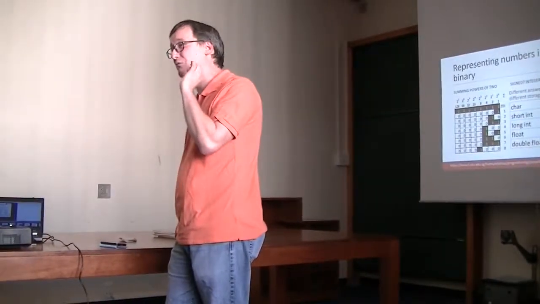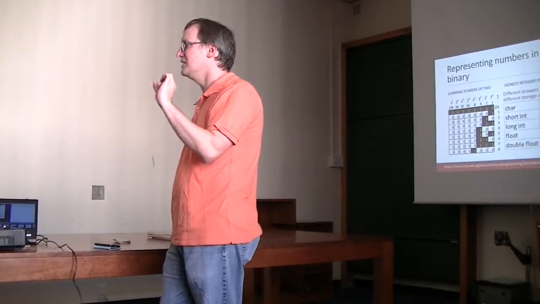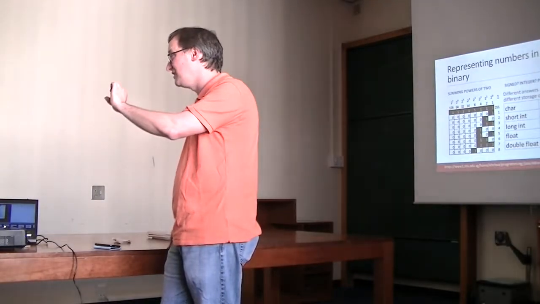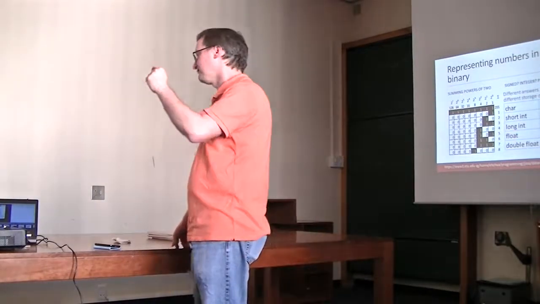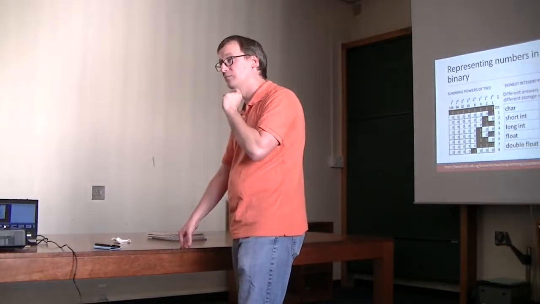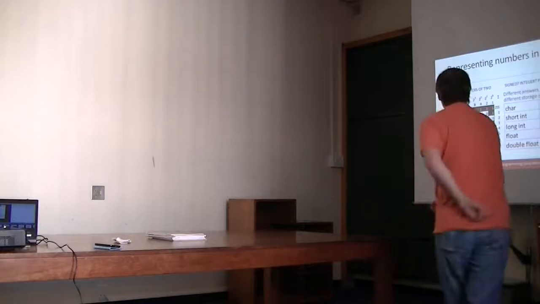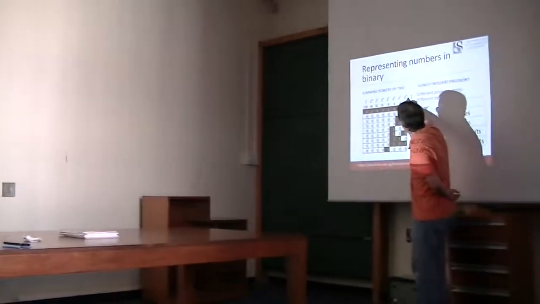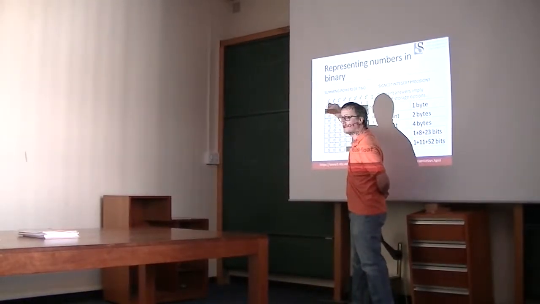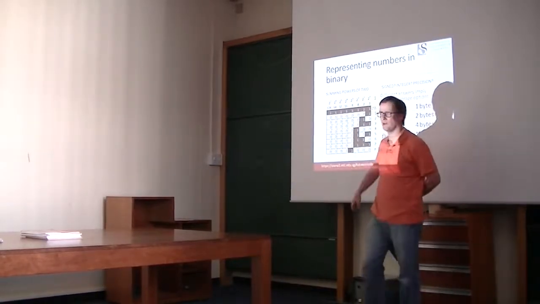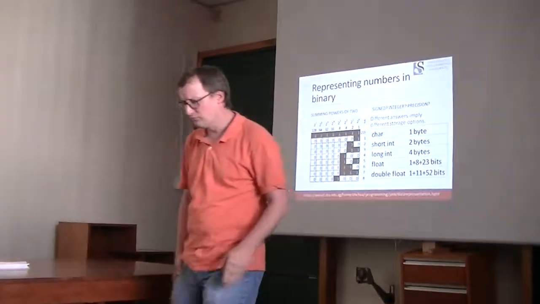But what I would really like for you to understand is how to translate from a binary string of zeros and ones to the decimal value. This is a very useful life skill. It shows up in all kinds of contexts. So here at the top, I have shown the powers of 2 from 2 to the 7th down to 2 to the 0th.